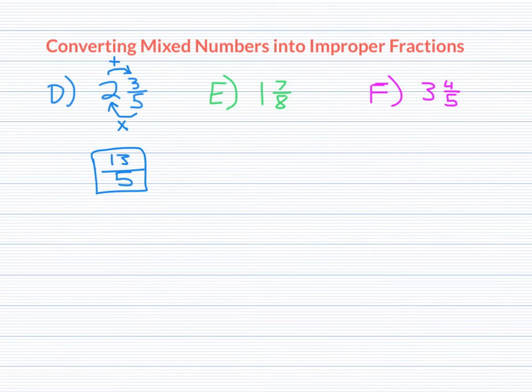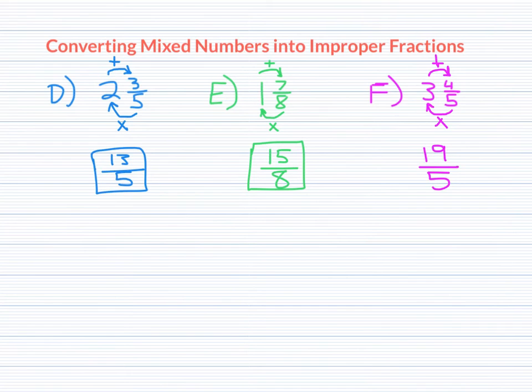So example E is going to be very similar. 8 times 1, and then we add 7. So 8 times 1 is 8, plus 7 is 15. So 15/8. Our denominator does not change. Finally, for example F, 5 times 3, and then plus 4. 5 times 3 is 15, plus 4 is 19/5. That is all you have to do.